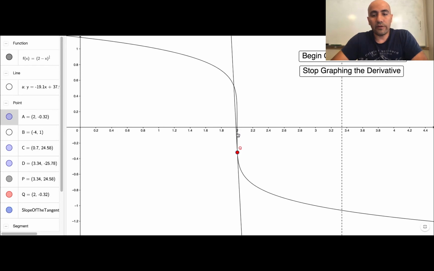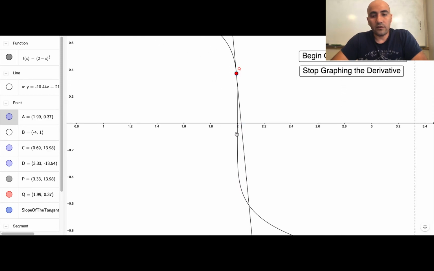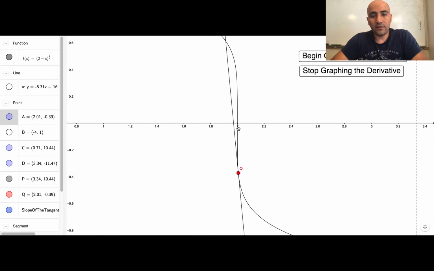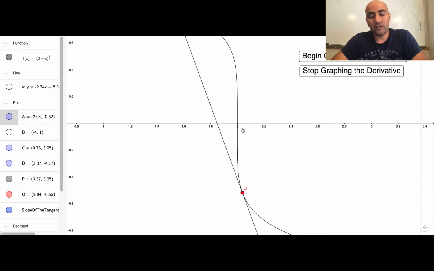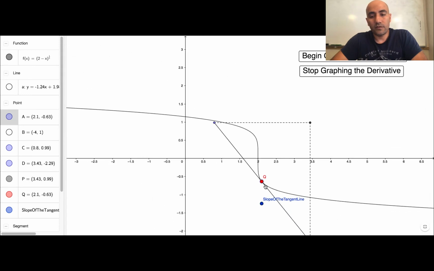And then as we keep going a little bit past that, we still end up with a negative slope. Let me zoom in a little more over here. A little bit past the 2, we end up with a really big negative slope, and then slightly smaller, but still pretty big negative slopes, coming on through.